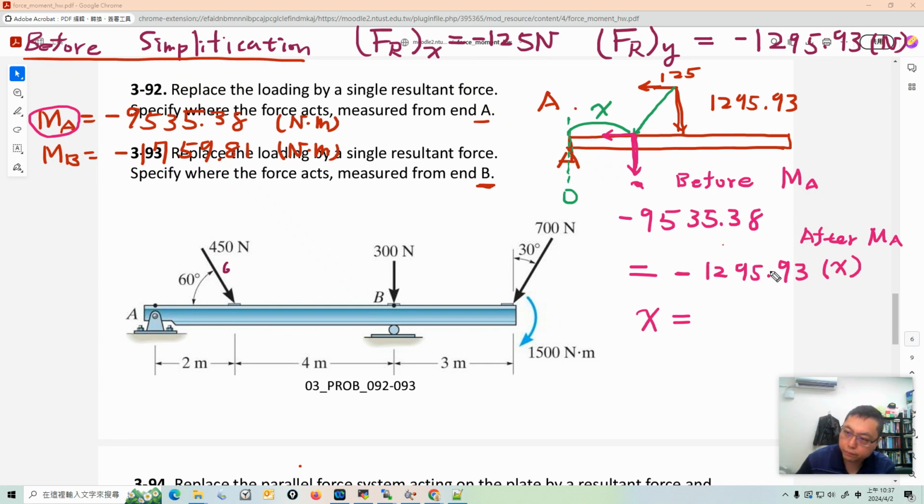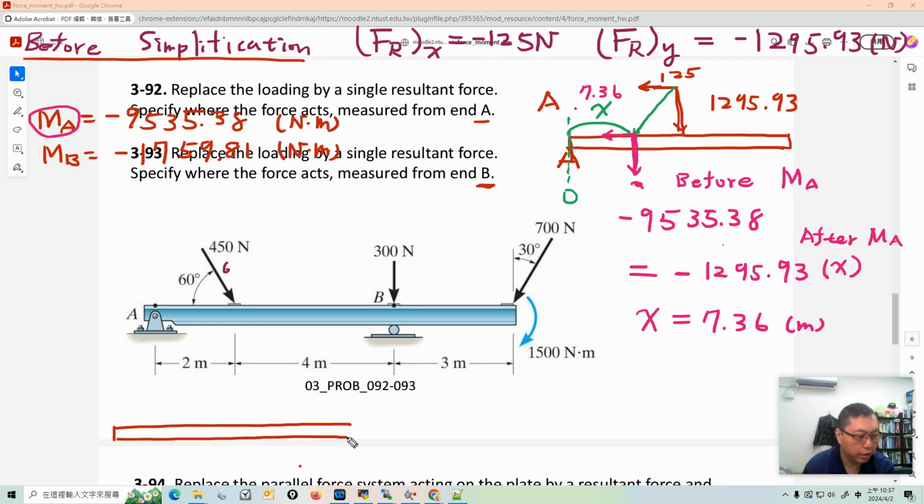Then you can find the answer: X, with reference point A, is 7.36 meters. That means this distance is 7.36. That's the first problem. And the second problem is where the reference point becomes B. So we draw a very similar picture again, but now the reference point is at B. B is here.